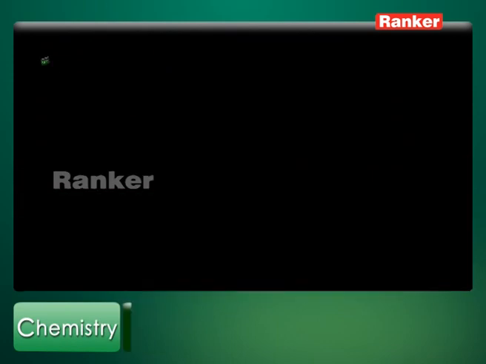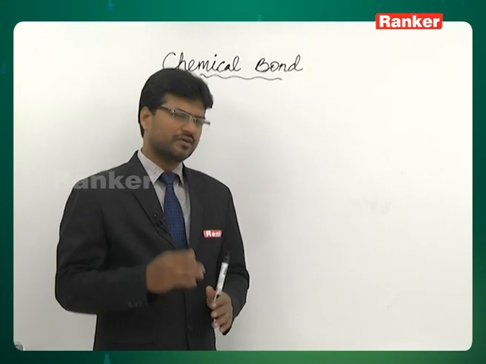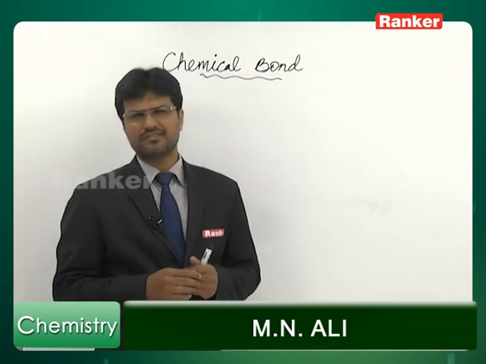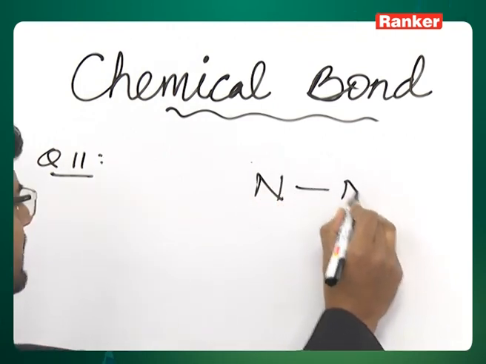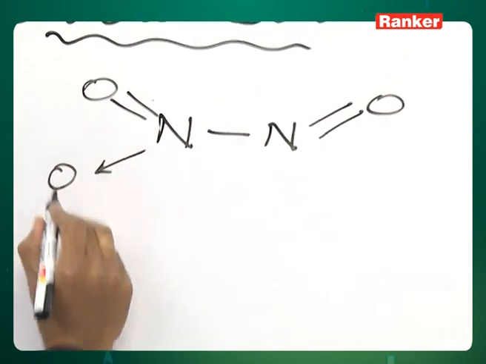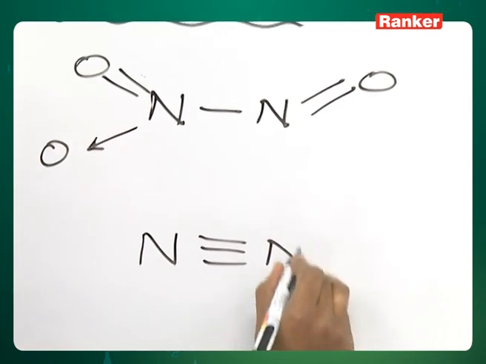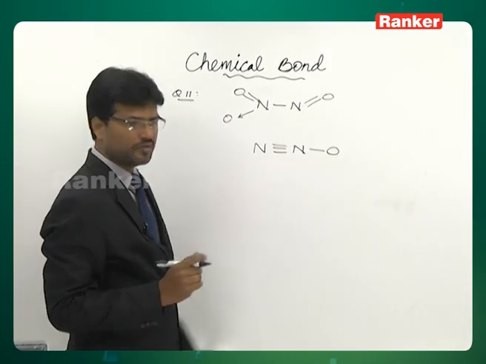Question number 11. NN bond distance is maximum in? See, first option is N2O3, second option N2O, third option N2O4 and fourth option is NO2. Fourth option is ruled out because it consists of only one nitrogen. So we have to decide between 1, 2 and 3. We decide on the basis of oxidation state as well as bond order. See, N2O3 looks like this. It has an unsymmetrical structure like this. This is N2O. Obviously this is shorter than this because this is a single bond, this is a triple bond.